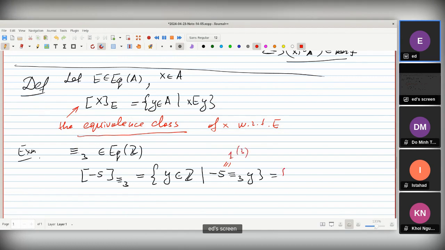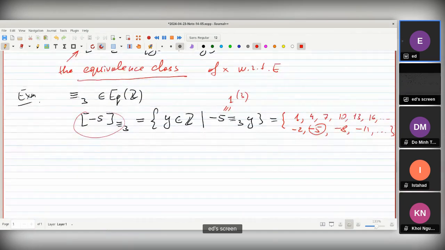So what do we have? This set consists of 1, 4, 7, 10, 13, 16, and so on. And on the other hand, we have negatives: -2, -5 itself, -8, -11, and so on. All these numbers comprise this equivalence class. Is this idea clear? So the equivalence class of an element is just the set of all elements equivalent to it.